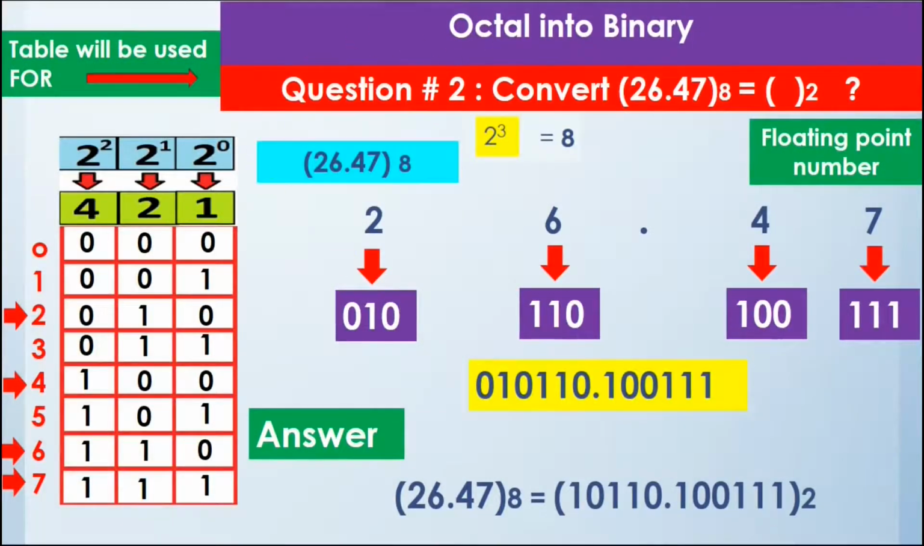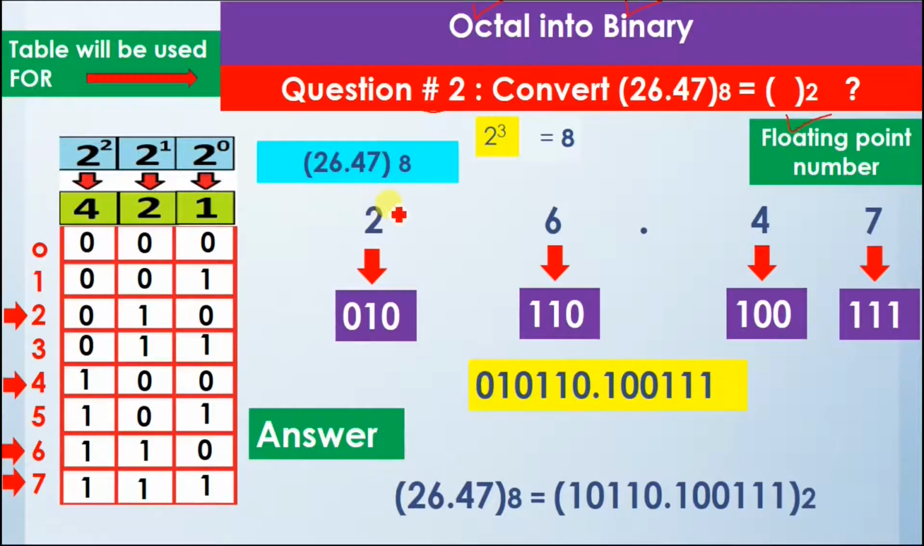So in question number 2, we have to convert an octal into binary using floating point number. Alright, so this is the question. And we have to convert 26.47 in octal into binary. Alright, so here is the number 26.47, and again we will look at the table and we will find the binary values of these digits in the table.